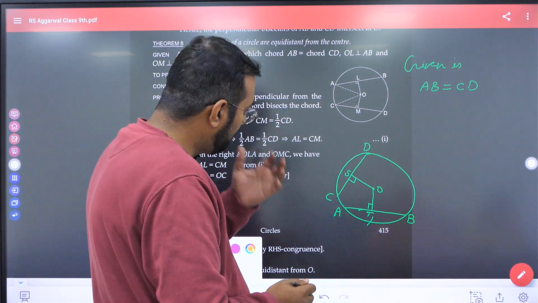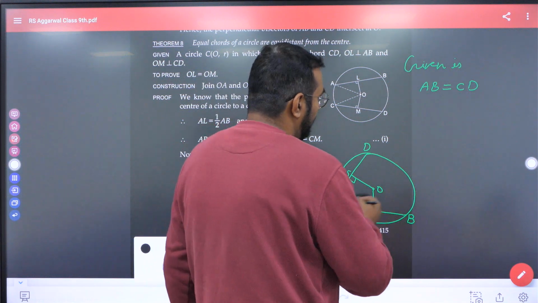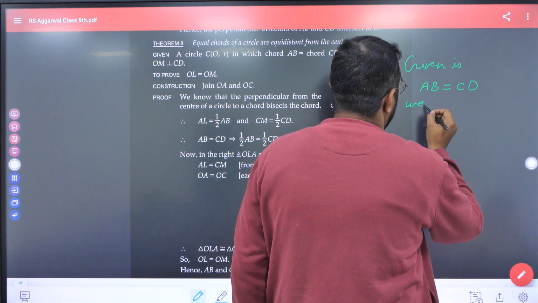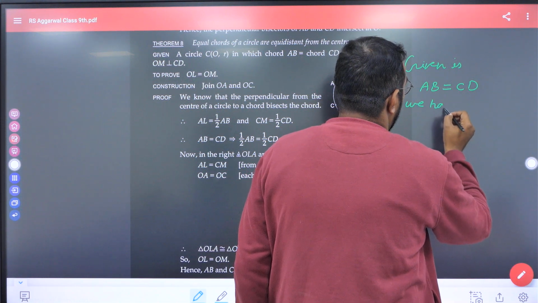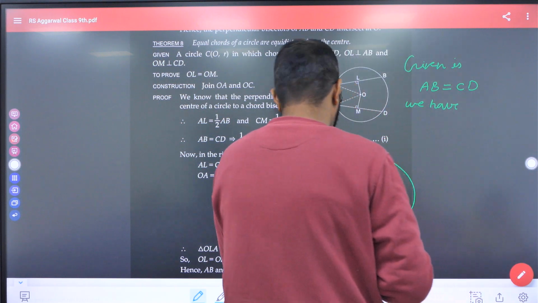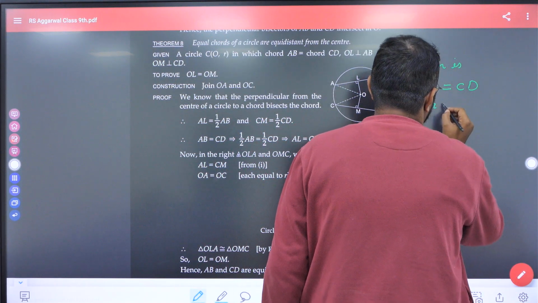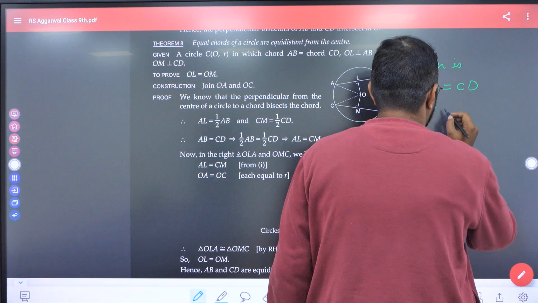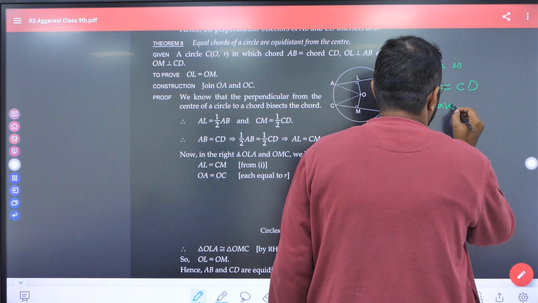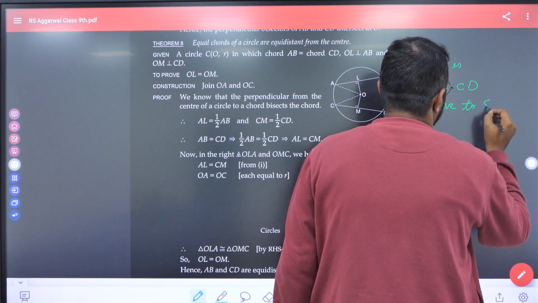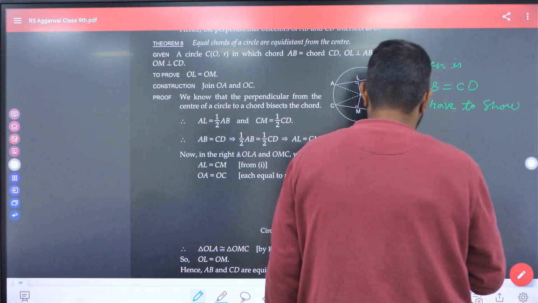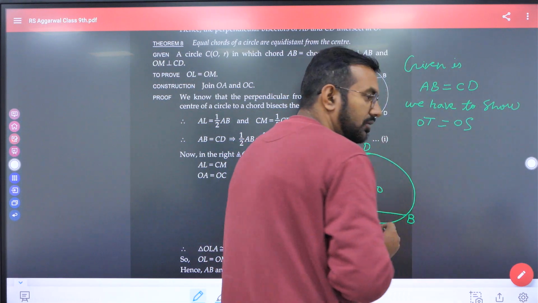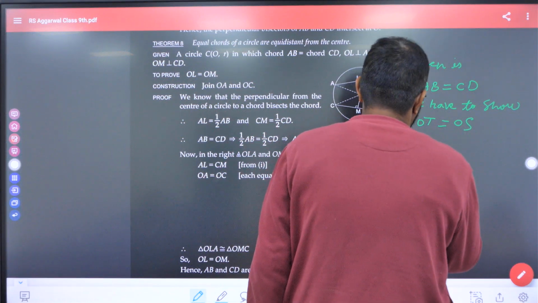So let's see how we'll show it. Given is AB equals to CD, and we have to show OT equals to OS. Okay. So proof.